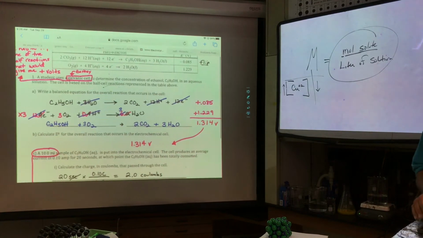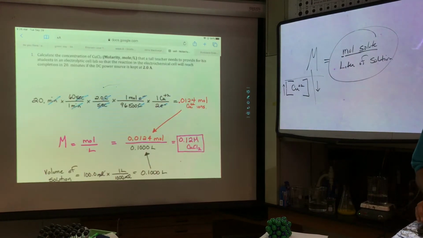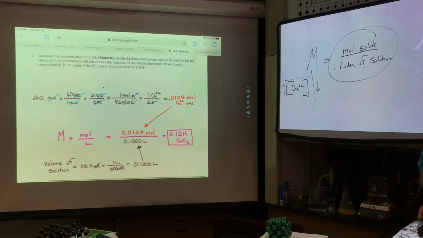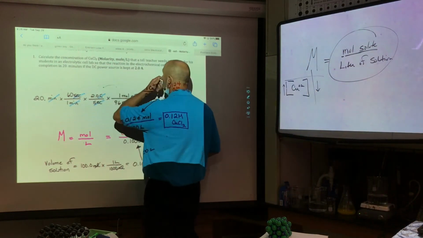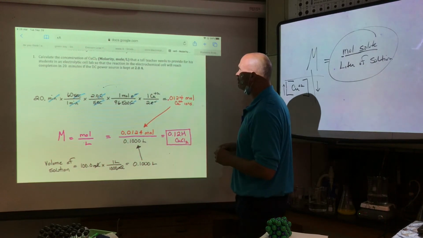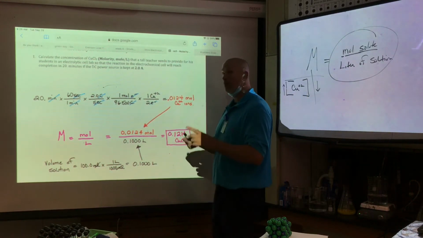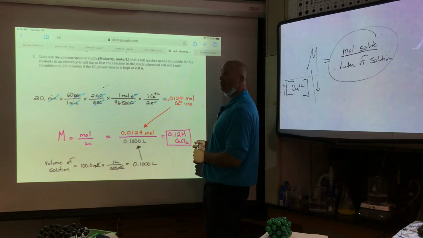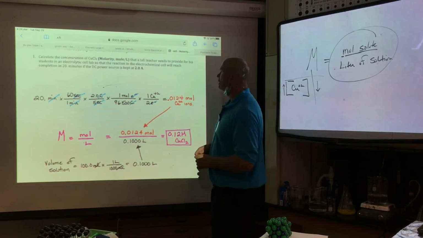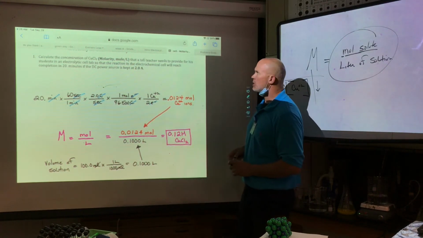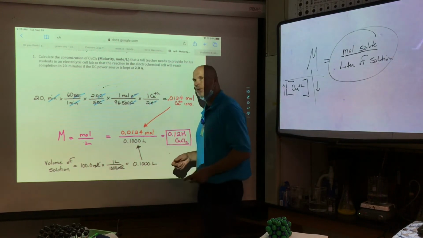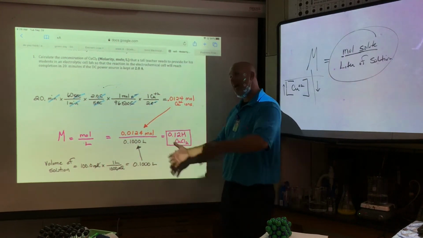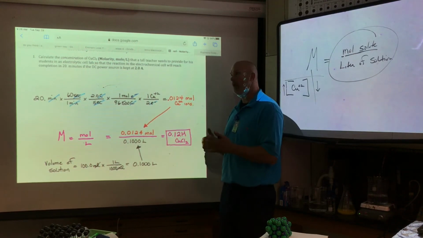Okay, so let's go on to this one. Little straightforward question right here. Calculate the concentration of copper chloride that a teacher needs to provide for his students in an electrolytic cell lab. Hey, we're doing one today. So the reaction, 1, 2, 3, 4, 5, 6, okay. We'll reach completion in 20 minutes if the DC power source is kept at 2 amps. So this is like what I had to do for your lab.